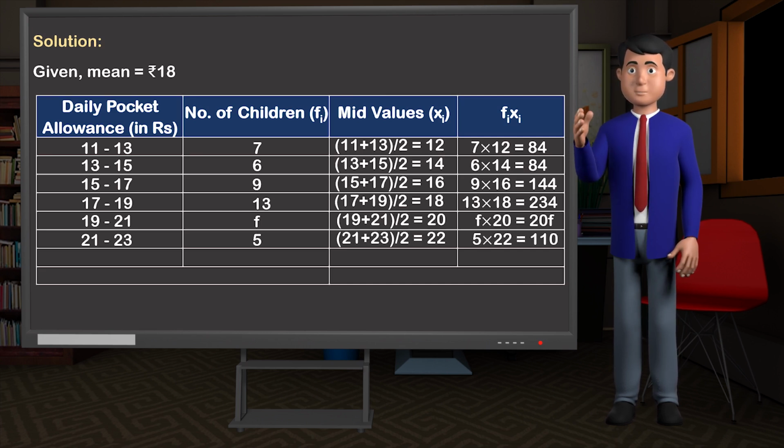When daily pocket allowance is 23 to 25, Fi is 4. Xi is 23 plus 25 by 2 is equal to 24. Fi Xi is 4 into 24 is equal to 96. Sigma Fi is equal to 44 plus F. Sigma Fi Xi is equal to 752 plus 20F.